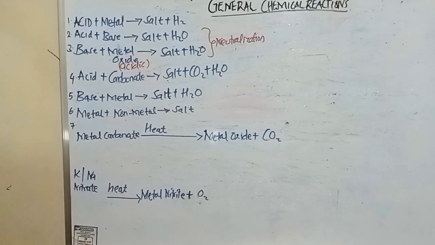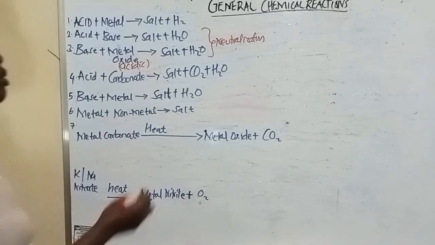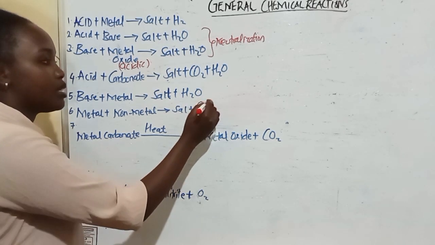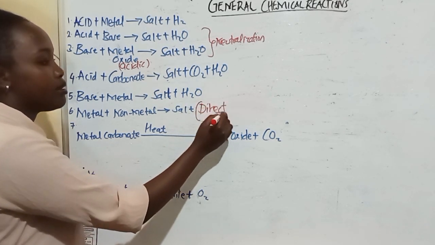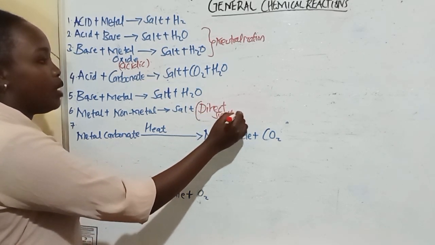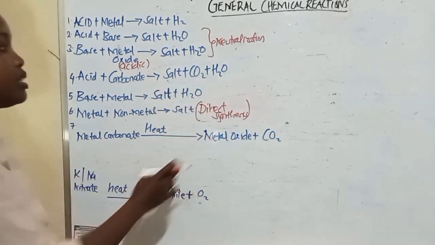An acid and a carbonate, you get salt, carbon dioxide and water. Base plus metal, you get salt and water. Your metal and a non-metal gives you a salt. This also is what we refer to as what? Direct synthesis. So these are some of the general equations.